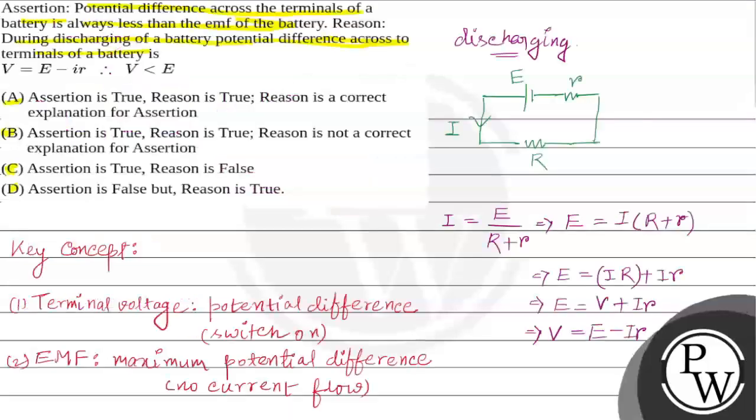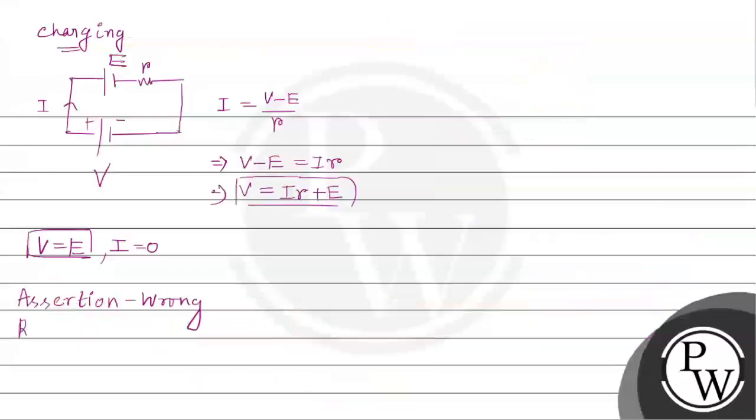Now let's check the reason here. The reason says that during discharging of a battery, potential difference across two terminals of a battery is V equals E minus IR. We can see that in case of discharging, this is the condition we have directly, that is capital V equals E minus IR, where V is less than E. So we can now say that the reason is true.